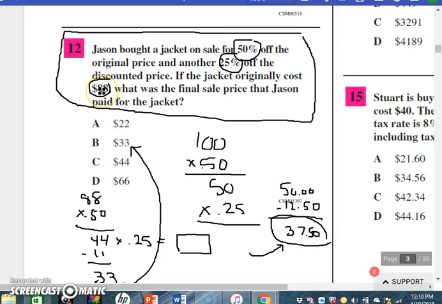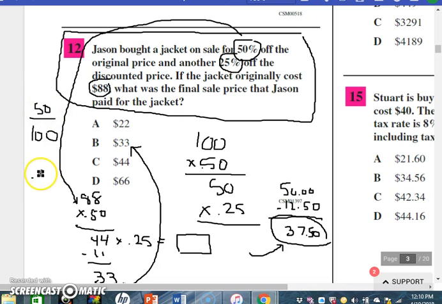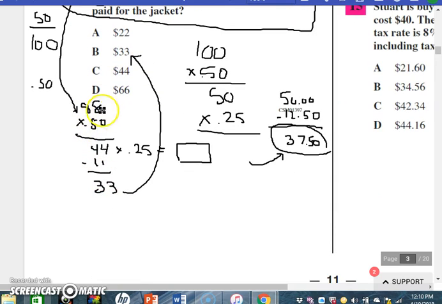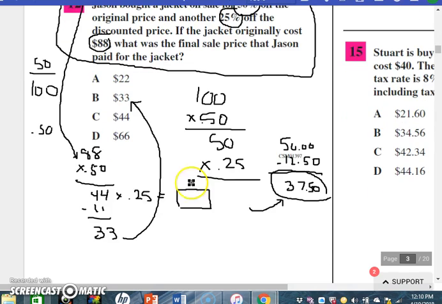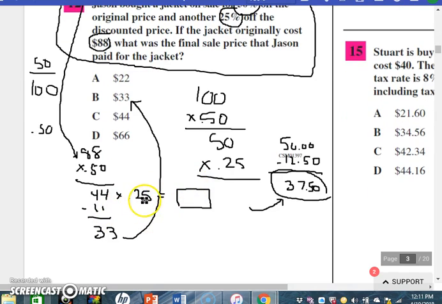Now the jacket's not 100, it's 88. So what you're going to do is you're going to multiply 88 times 0.50. Now please remember, we've talked about converting percentages into decimals. 50%, when you think of percent, think of out of 100. So 50 out of 100 as a decimal is 50 hundredths, 0.50. And so as you can see, 88 times 0.5, that's 44, and you're not done yet. You now need to multiply that by 0.25. And 0.25, which is 1/4 of 44, is $11. So you're going to take off another $11, and then as you can see, the jacket is now $33.